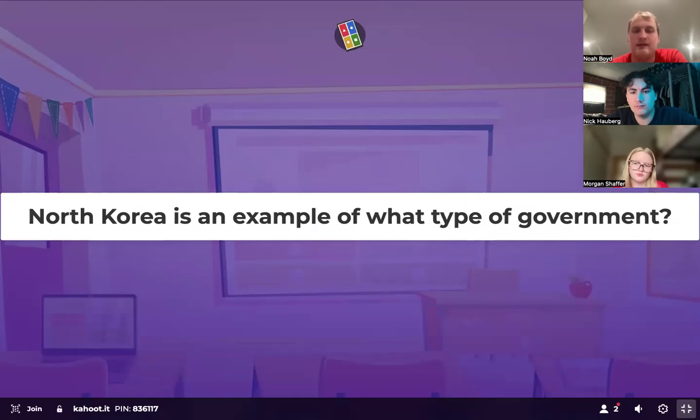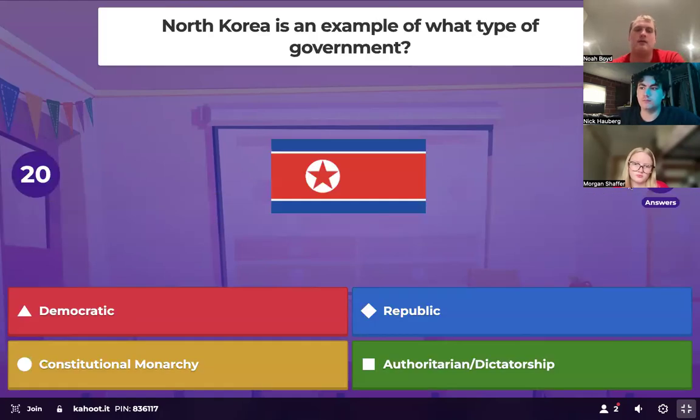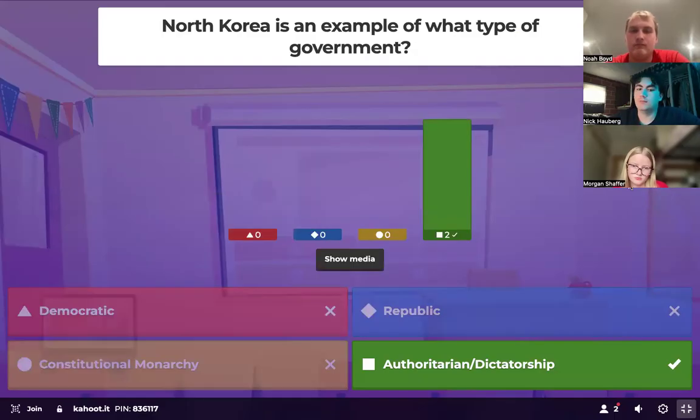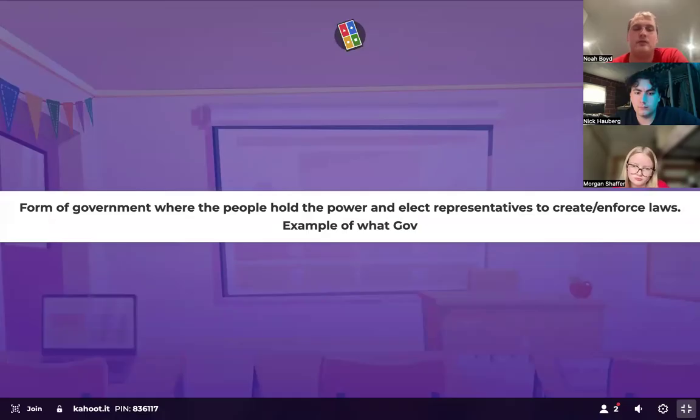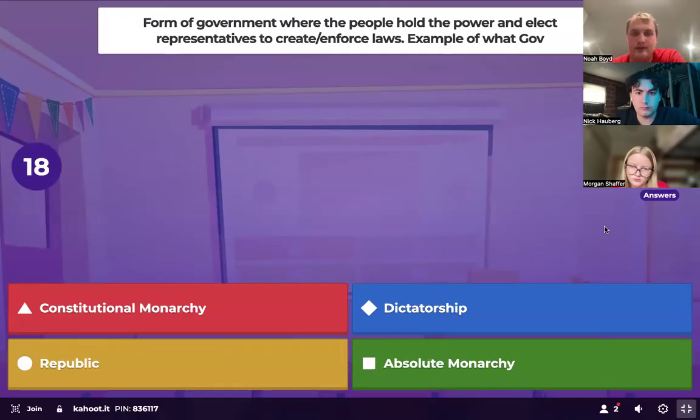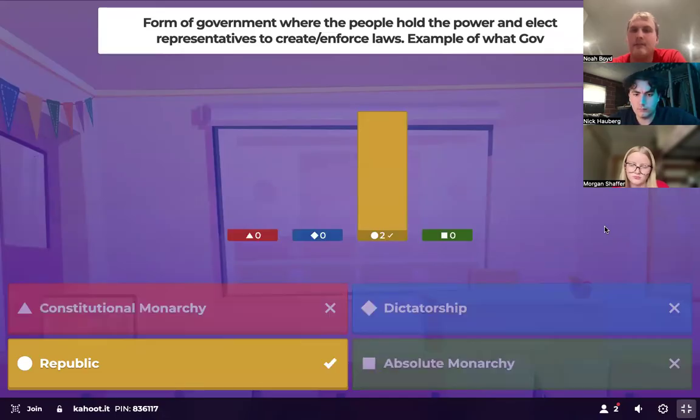Moving on, North Korea is an example of what type of government? It's going to have those characteristics we talked about, absolute power and so on. A form of government where the people hold the power and elect representatives to create and enforce laws is an example of what type of government? Good job. That's a republic, and that's what we have in the United States, representative democracy.